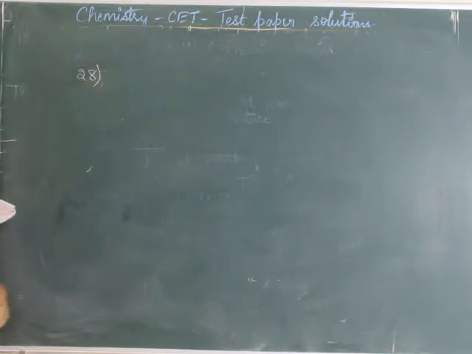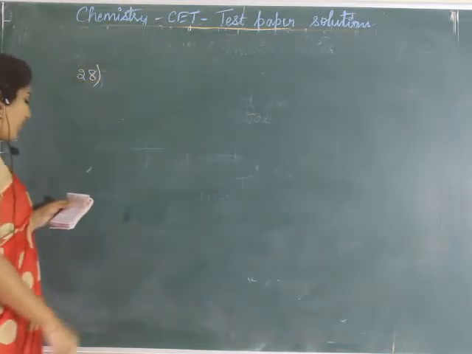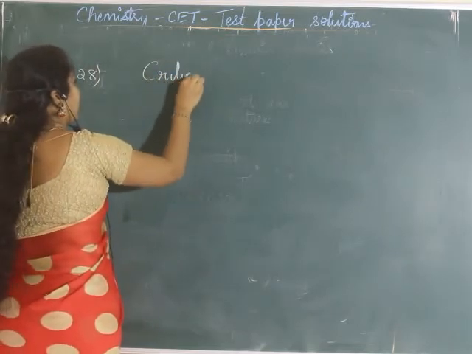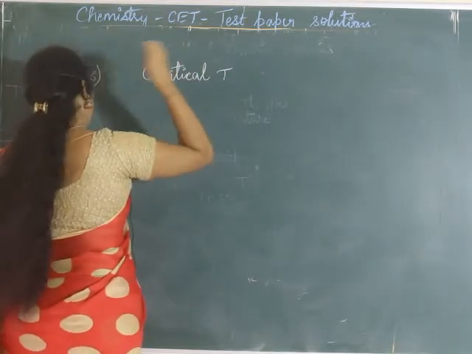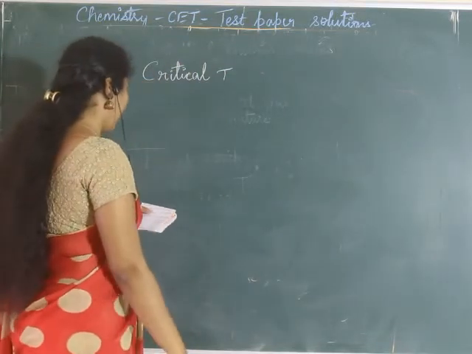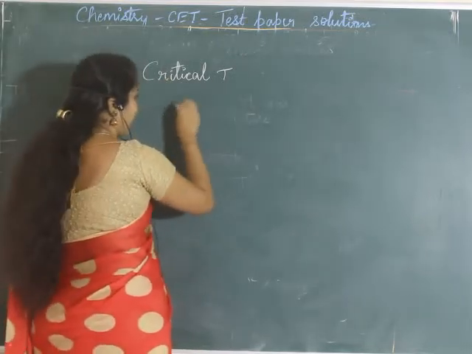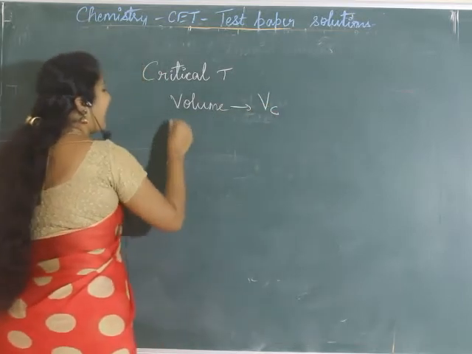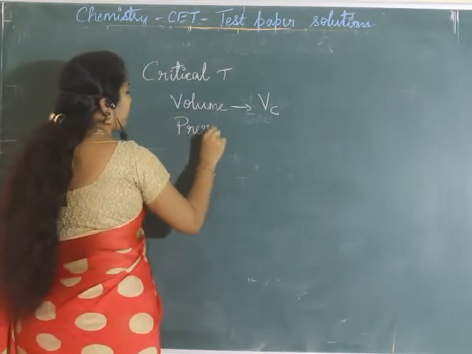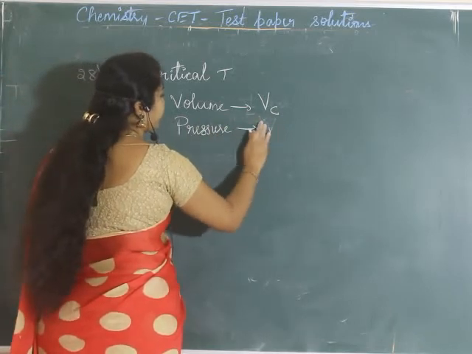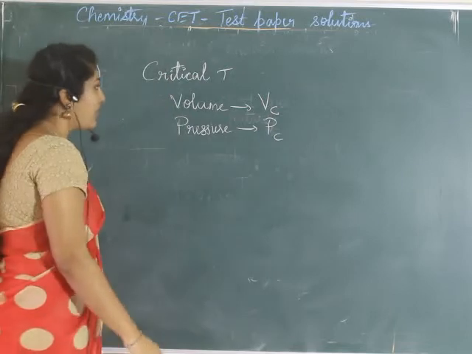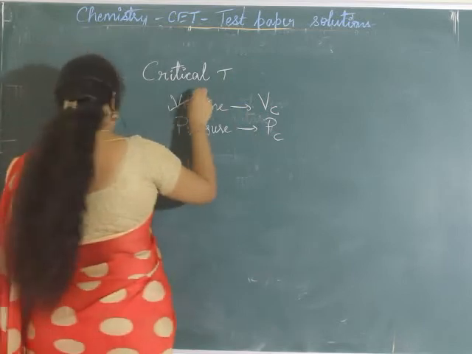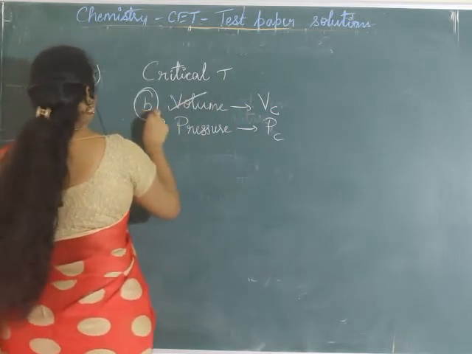Question 28. Volume of 1 mole of gas at Tc, that is, critical temperature. I have told you, at critical temperature the volume is called critical volume, and at critical temperature the pressure is called critical pressure. So the volume at critical temperature is called critical volume, which is option B.